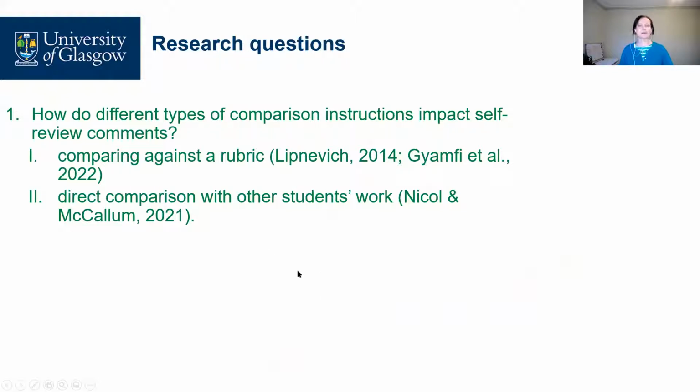So the first question that we wanted to look at was, okay, we want to try and generate this self-review, but what type of instructions do we want to give to students to make that explicit? So what types of comparison are useful for students to make? There's been quite a bit of research on using rubrics and students comparing their own work against the rubric. By rubric, I mean an assessment criteria, specific points that need to be covered in an assessment.